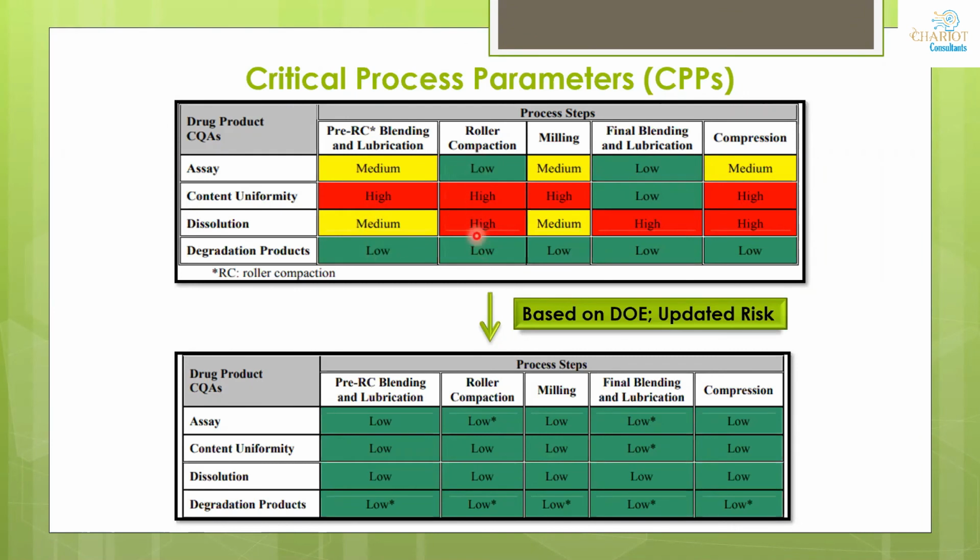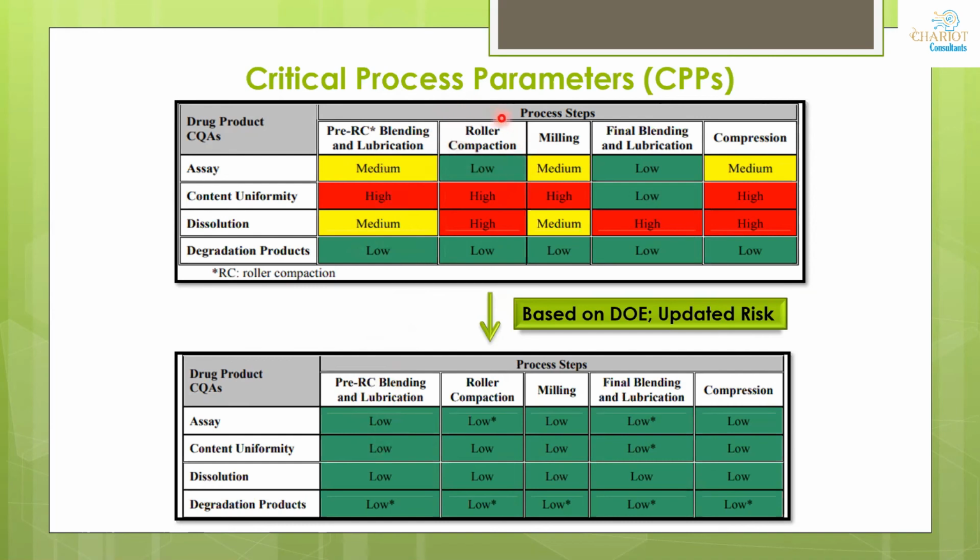Similarly, as we studied with the formulation, you will create a design space. For example, for the blending process, you will do the blending at different time points. For example, you will do blending from a range of 5 to 15 minutes, and you will see the impact on your tablet assay values, your content uniformity values, your dissolution values. And finally, when you find the parameter which is in accordance with your goal, you will select it, and finally you will reduce the risk from high to low or medium to low.